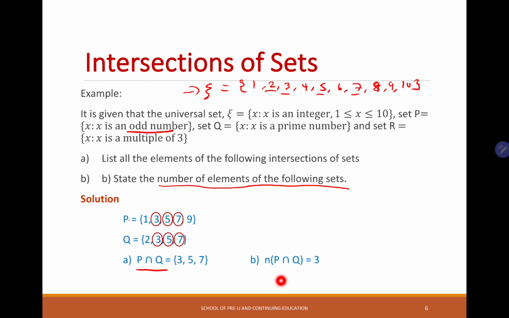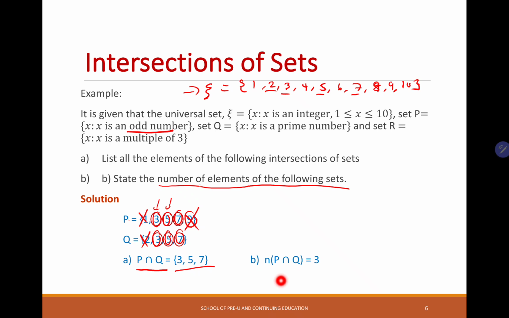intersect Q. So for P intersect Q, we need to see which are the common elements inside P and Q. First we have 3. This one we have 3, and in Q we have 3. We have 5, we have 5. We have 7, we have 7. This one is 9. Do we have 9 here? We don't. Do we have 1? We don't. Do we have 2? We don't. So the common elements here are 3, 5, 7, which means P intersect Q equals 3, 5, 7.